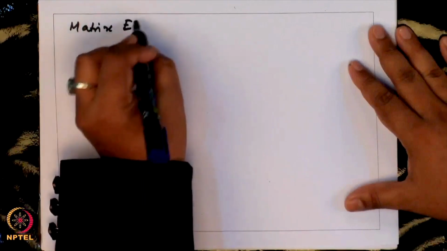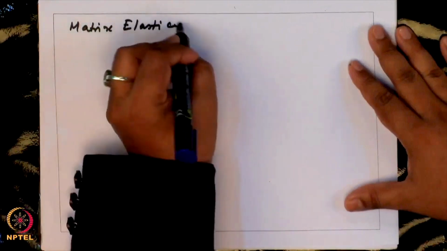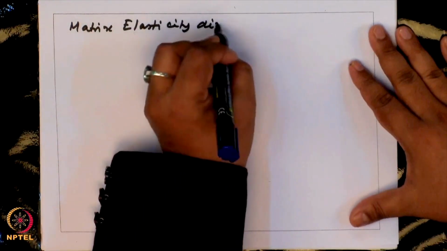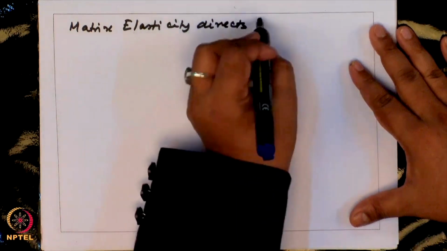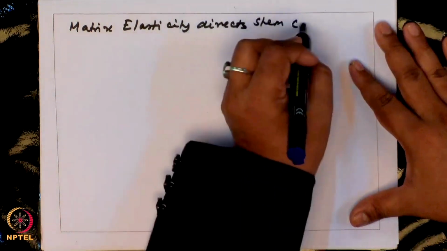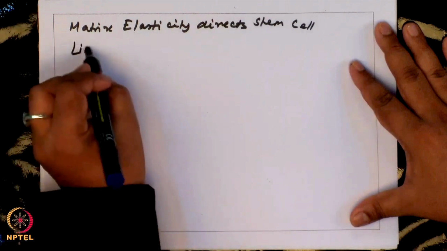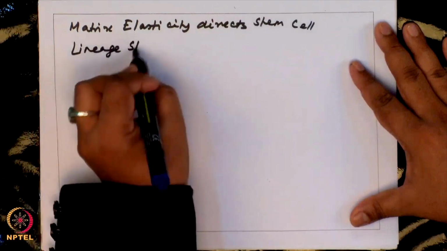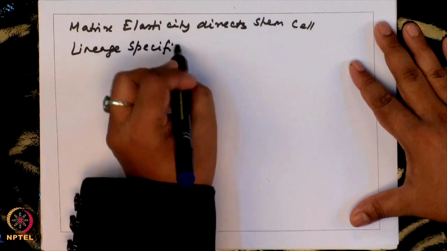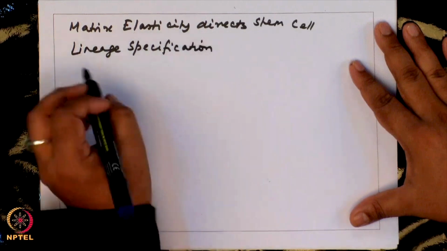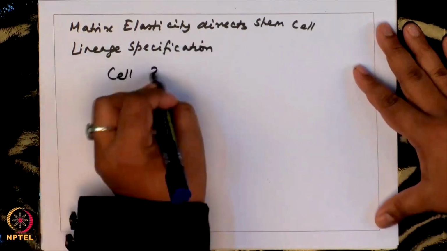Okay. So, today I will start discussing this paper, Matrix elasticity directs stem cell lineage specification. Okay. Cell 2006.